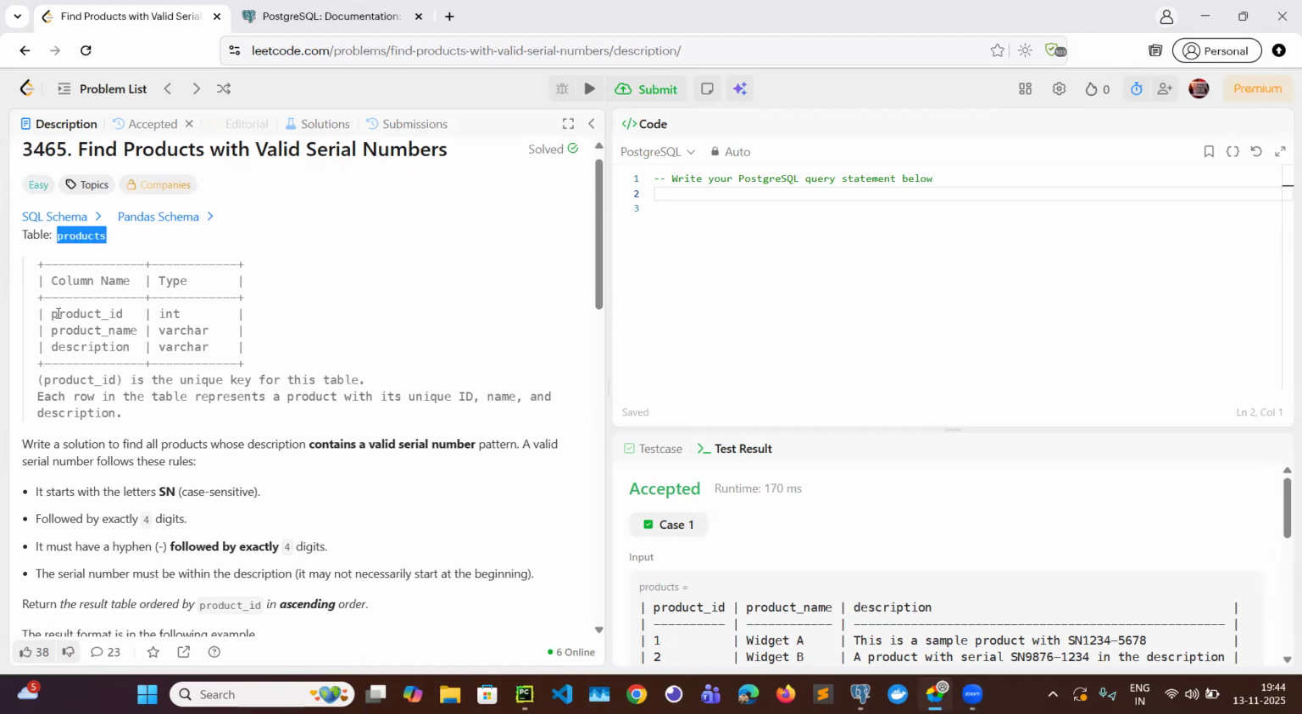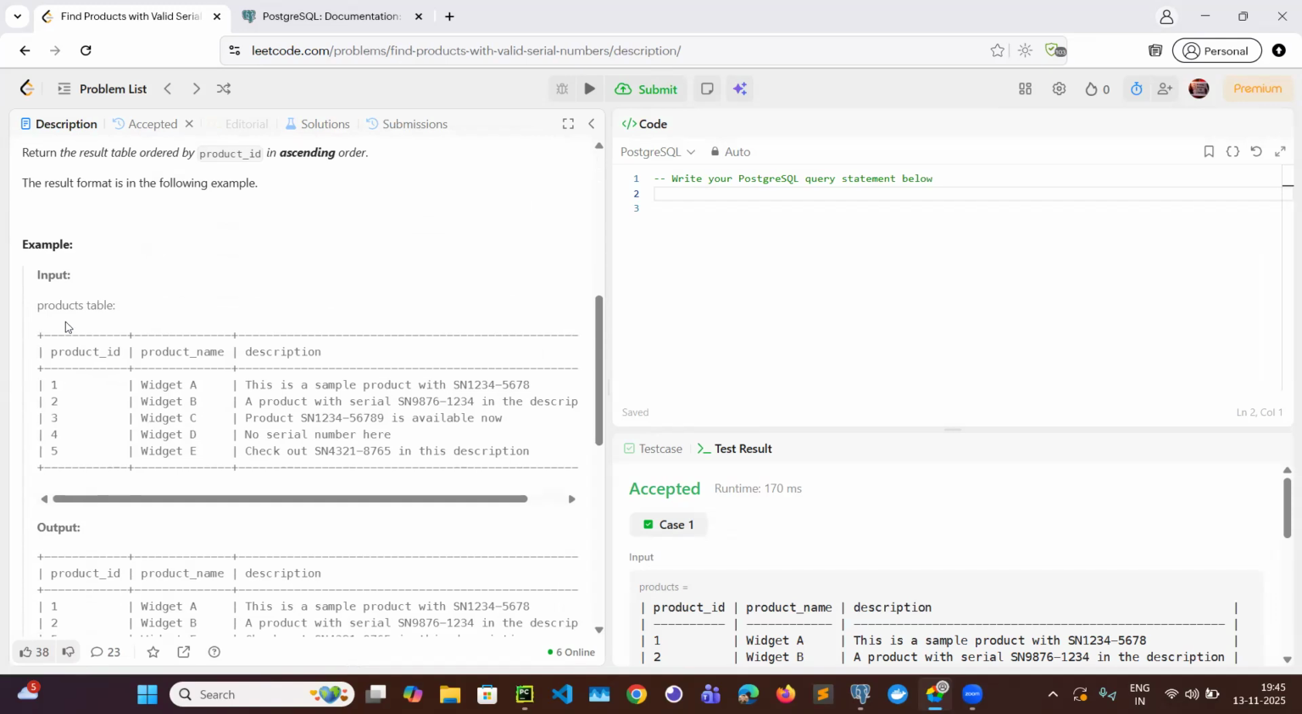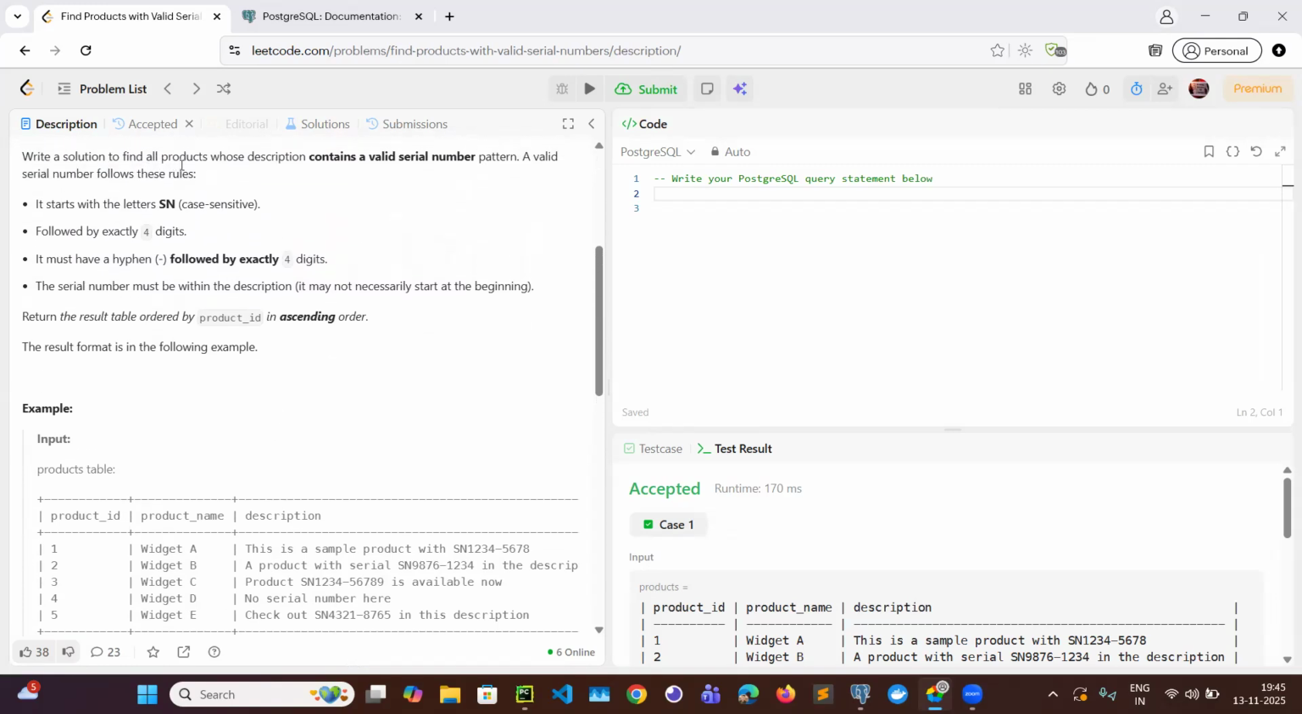You have one product table where you have three columns: product ID, product name, description. You need to write a solution to find all the products whose description contains a valid serial number, and they have mentioned how the valid serial number looks like. The serial number should start with the letters SN.